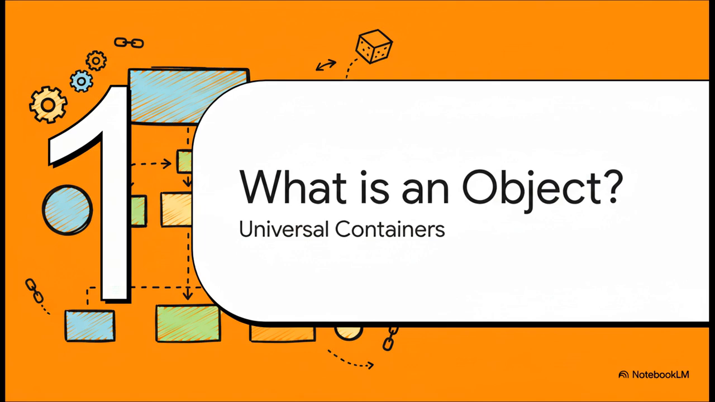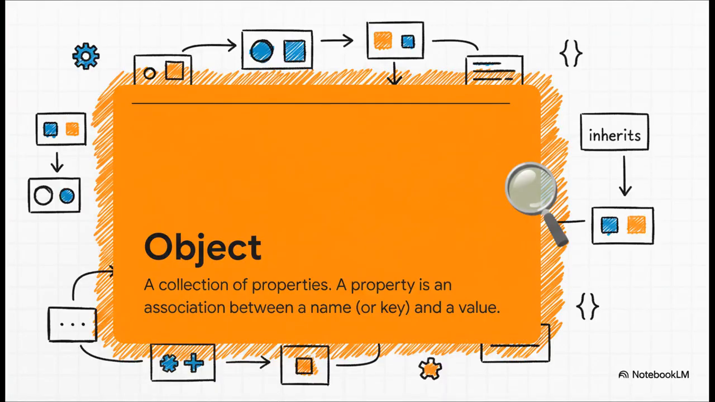So what exactly is this fundamental data structure? I mean, what is an object when you get right down to it? At its core, an object is just a container. It's a collection of key value pairs. You can think of it like a car in the real world. A car has properties, right? A color, a make, a year. A JavaScript object is the exact same idea. It bundles up related data under named properties.